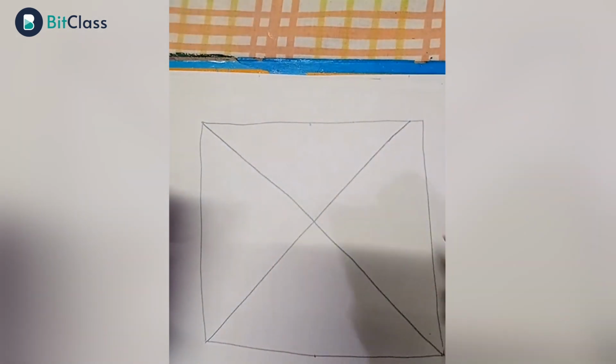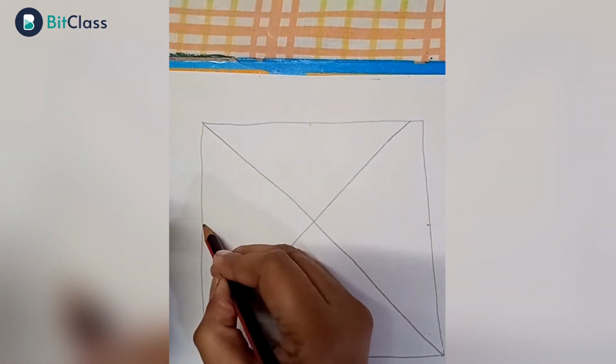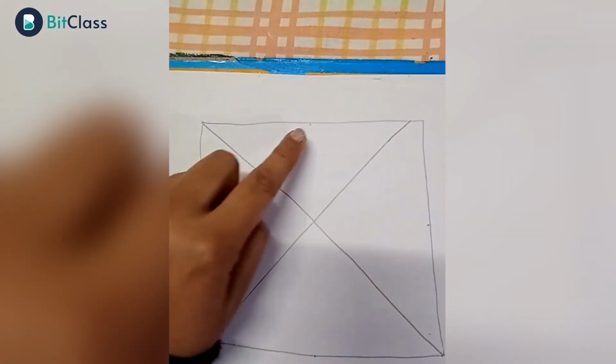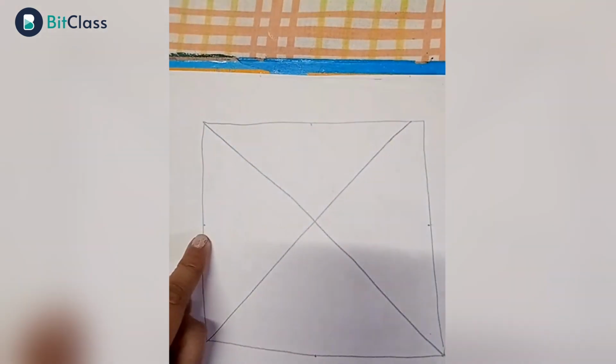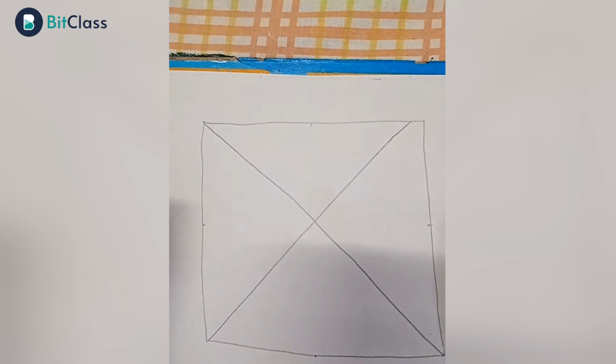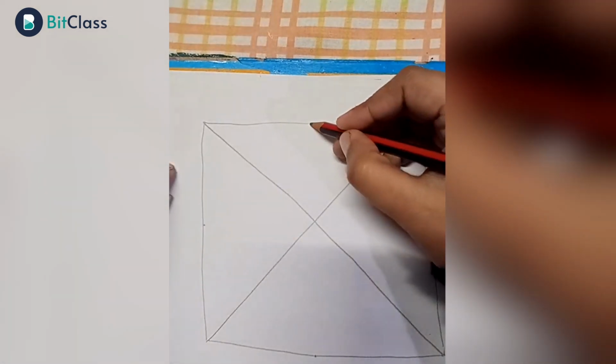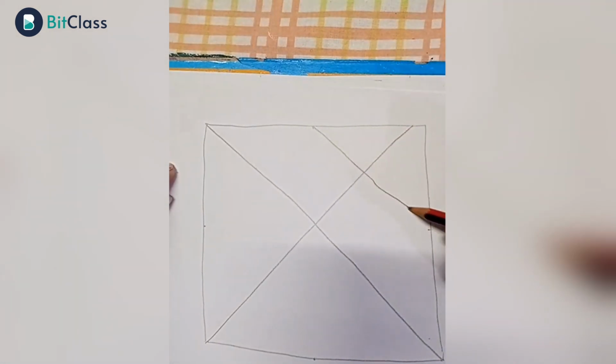Take the middle points on all the 4 sides like this, or small dots. Make small dots on all the 4 sides. These are the middle points roughly. You can use a scale also, but because it will be quicker, I'm just drawing a rough hand drawing. Join these 2 lines.